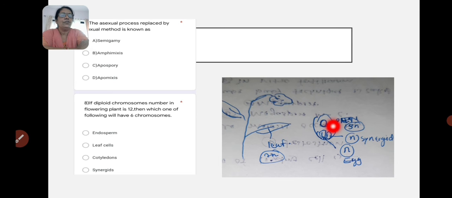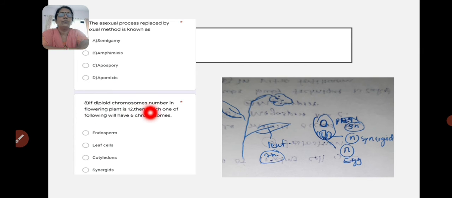Endosperm, that is the primary endosperm, is triploid, 3n, that is 3n number of chromosomes. In cotyledon also the 2n number is present, that is diploid, cotyledon is also diploid. And the synergid is haploid, having a single set of chromosomes. So what is our question?